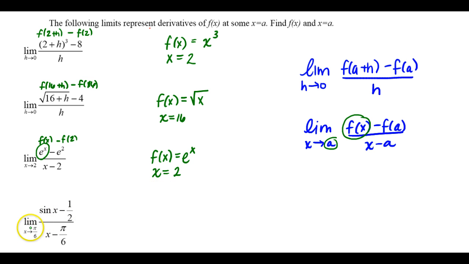The limit as x approaches pi over 6 of sine x minus 1/2 over x minus pi over 6. So my a value is what x is approaching. So x is pi over 6, and my function f of x is sine x. And we can also confirm that this is correct. So this would be f of x minus f of a, so f of pi over 6. So f of pi over 6 means taking pi over 6 and plugging it into the sine function. And sine of pi over 6, as you all know, is 1/2. So in fact, f of x is sine x, and x equals pi over 6.